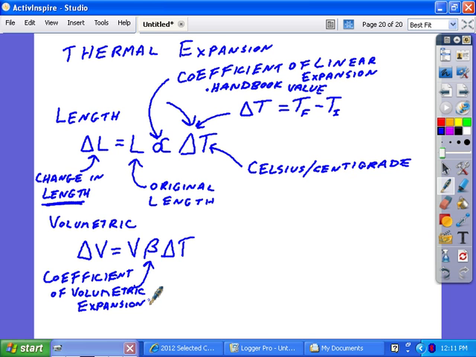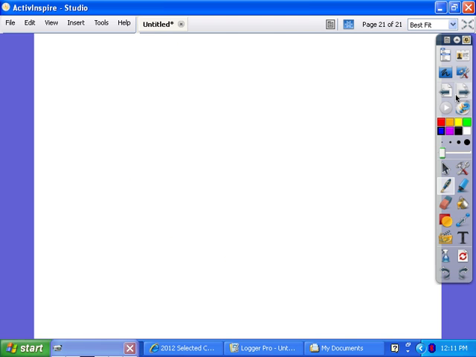Right? Now, the beta value is not something you're normally going to find in a handbook, but you can interpret it out of a handbook. All right? And delta T is the same exact thing. But this beta value is going to have a general trend where beta is 3 alpha. Now, here's why beta is 3 alpha. Let me get a new page up here for it.